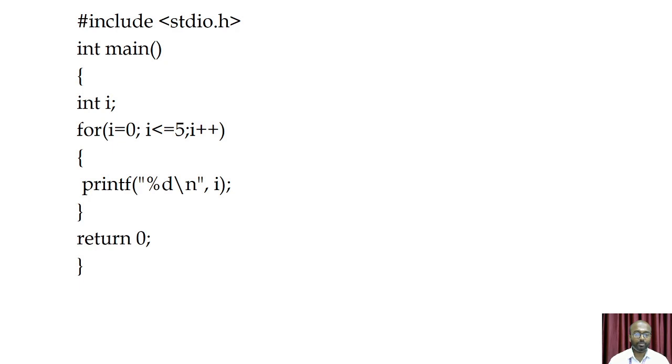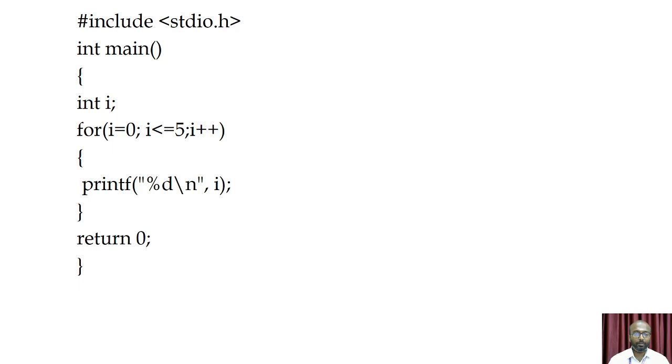Now the value becomes 2. Again the condition checking, 2 less than or equal to 5. Since the condition is true, the value 2 is printed, and it happens until the value becomes 5. When the value of i is 5, the condition is checked, 5 less than or equal to 5. Since the condition is true, the value 5 is printed.